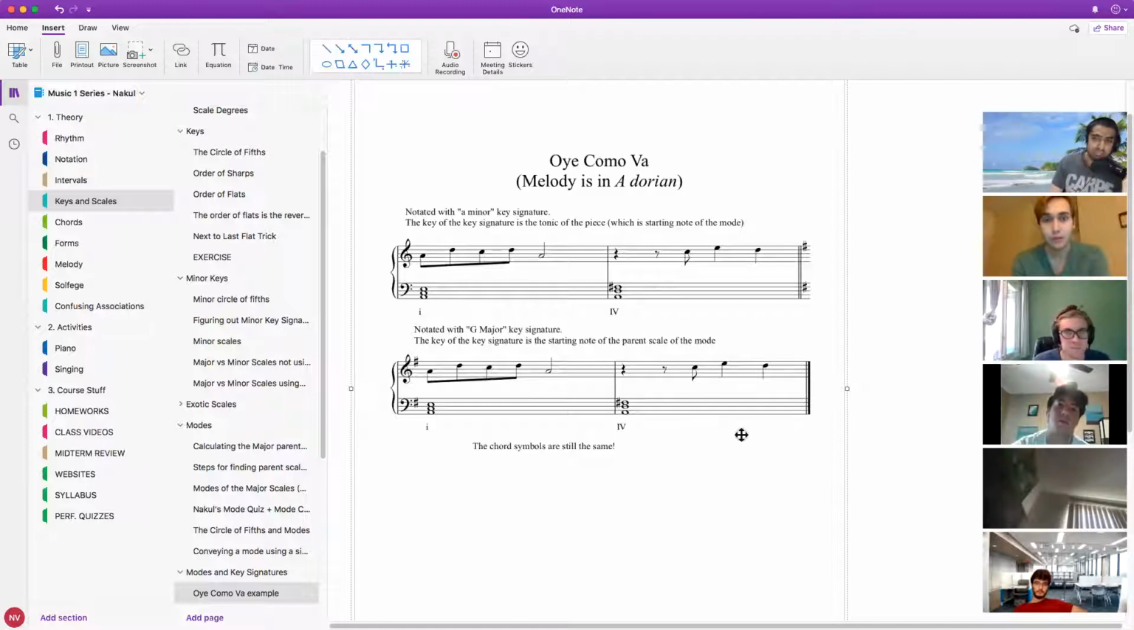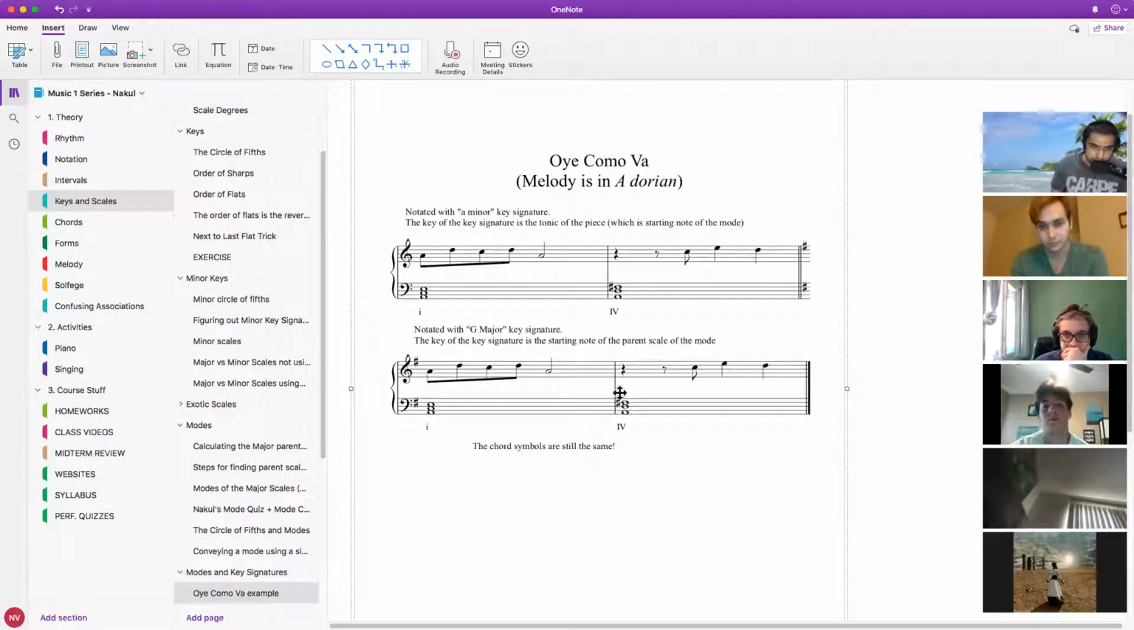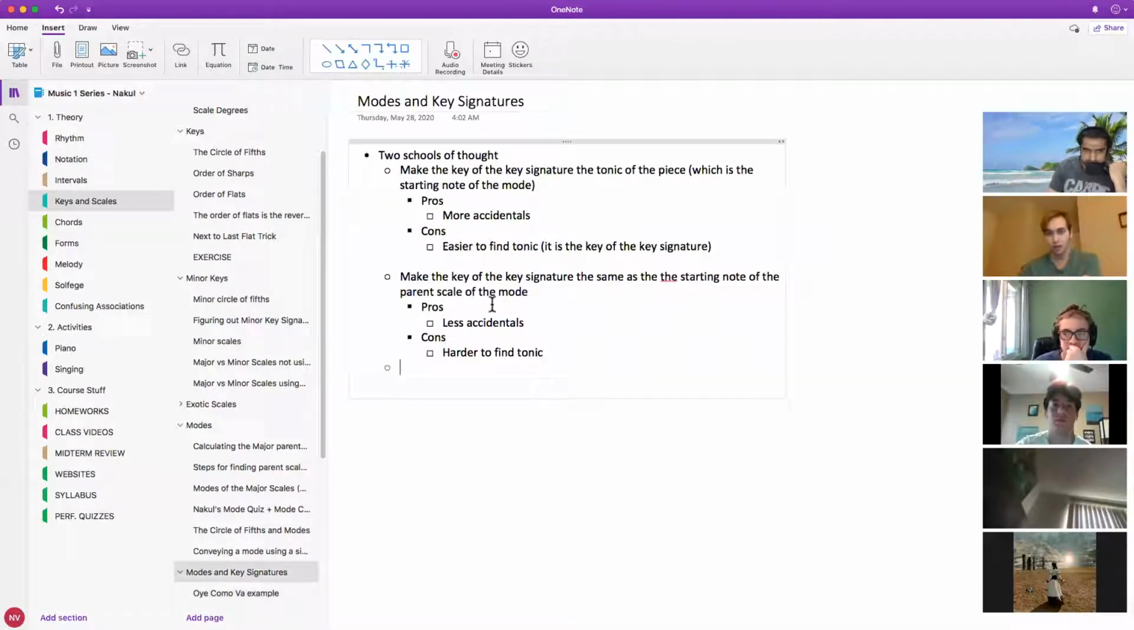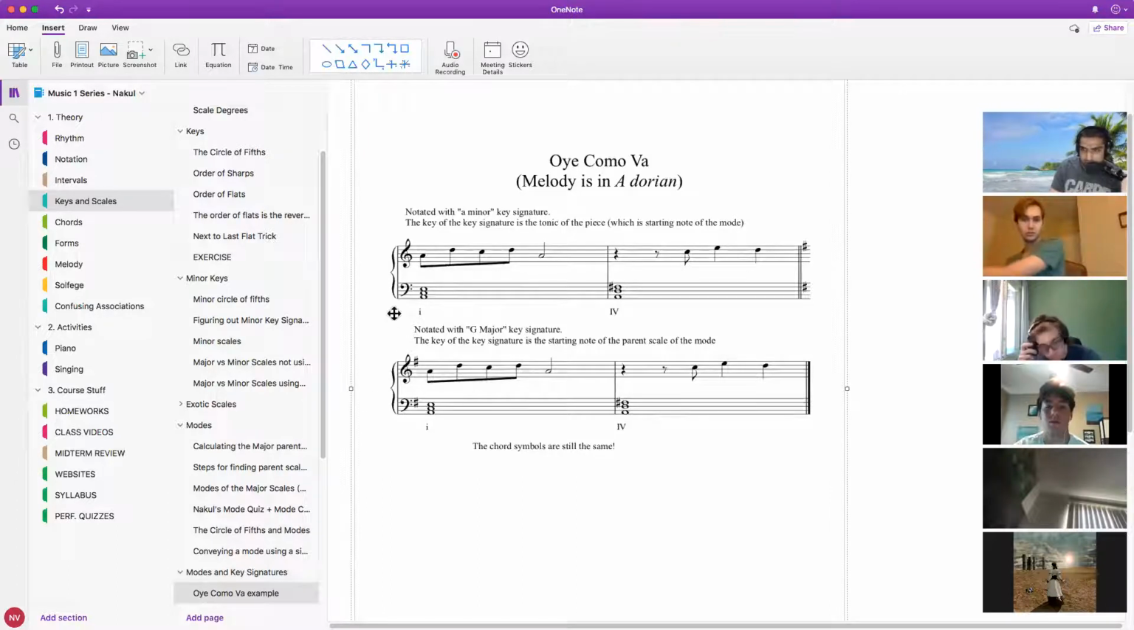Or I think the more standard way is by using the G major key signature, which is the parent scale of A Dorian. So in this particular situation, this F sharp is cautionary. You could represent this in two different ways, I guess, by referencing the key signature of the parent scale, or just by referencing the parallel minor or major of the mode, right? So with that being said, we have this modal chord progression.